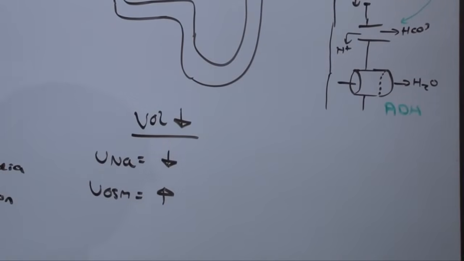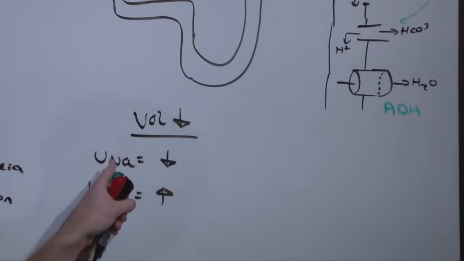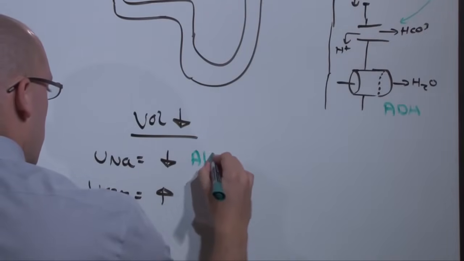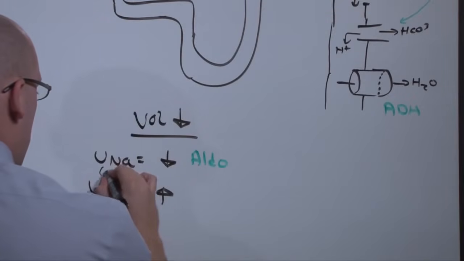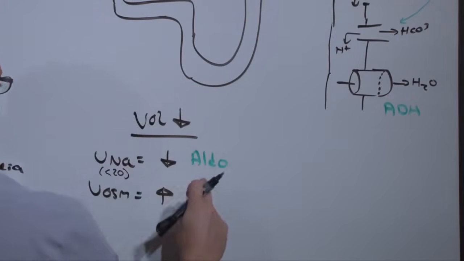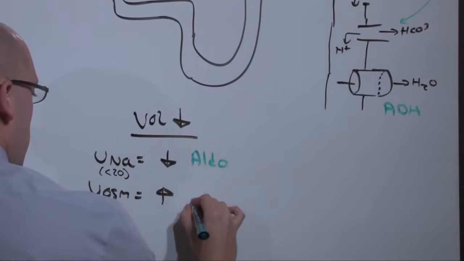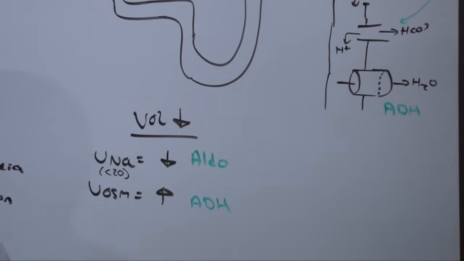See this as a surrogate for aldosterone and ADH. If everything is working, the urine sodium is a surrogate for aldosterone. If the urine sodium is less than 20, aldosterone is doing its job. See urine osms as a surrogate for ADH. If ADH is reabsorbing the water like it's supposed to, the urine osms will be greater than 300.